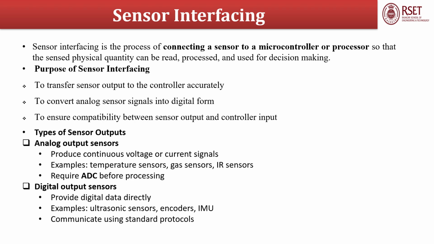Sensors may provide analog outputs which require ADCs, or digital outputs which can be read directly. Examples of analog output sensors include temperature sensors, gas sensors, IR sensors, etc. And for digital outputs, the examples are ultrasonic sensors, encoders, and inertial measurement units.